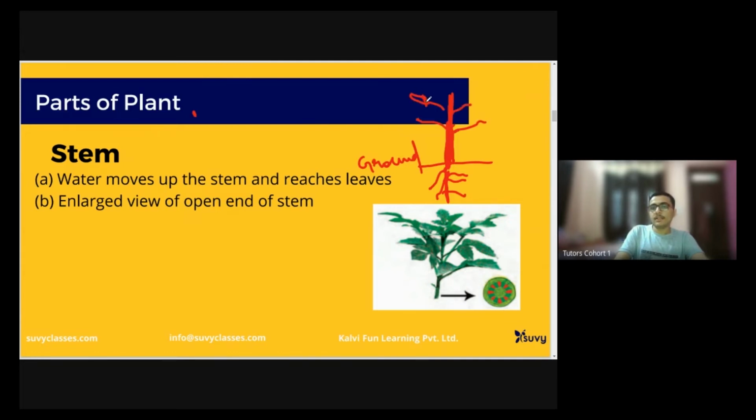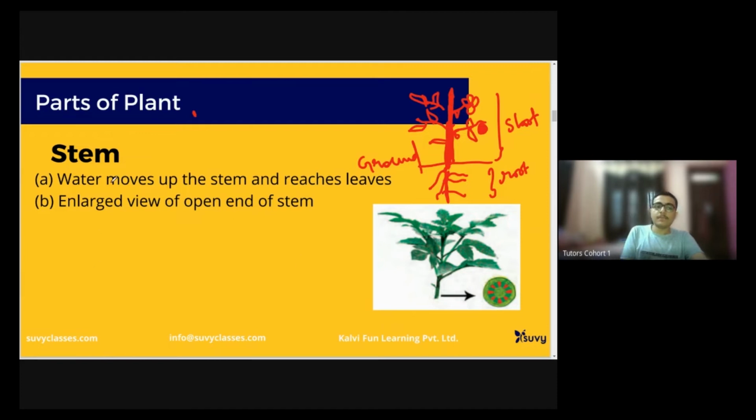It has leaves on it. It may have flowers. It may have a fruit. It has nodes, buds, various other things. This part is known as the shoot system. This part is known as the root system. Now we shall study it in detail.